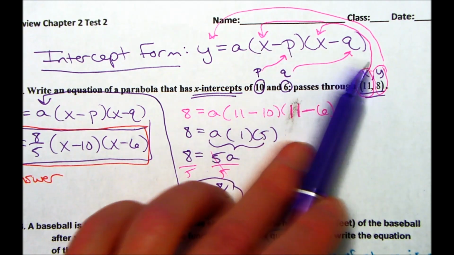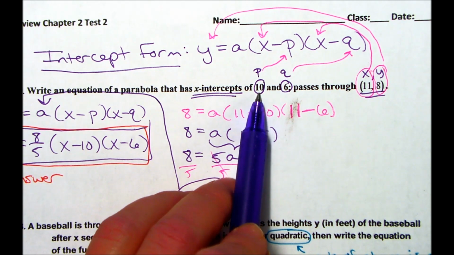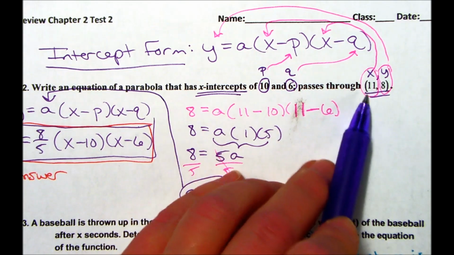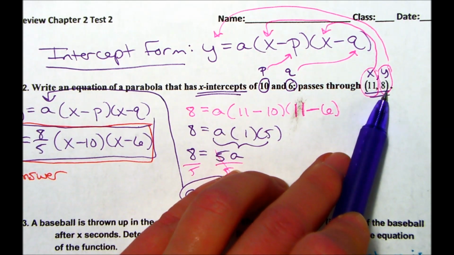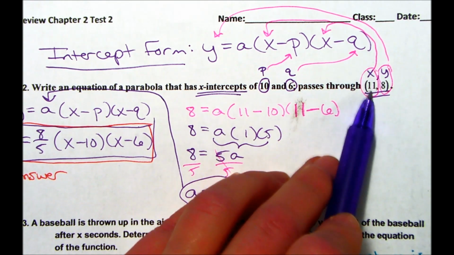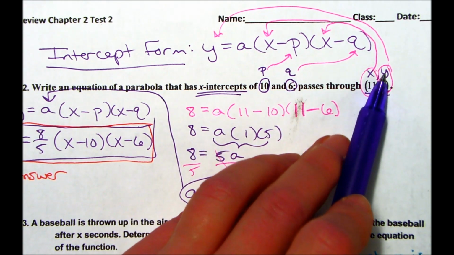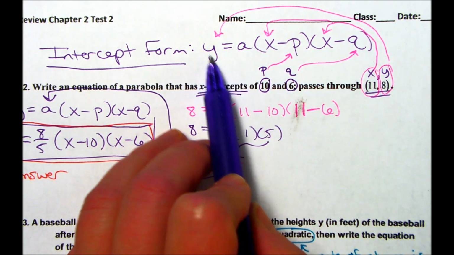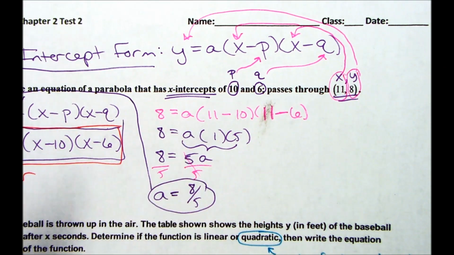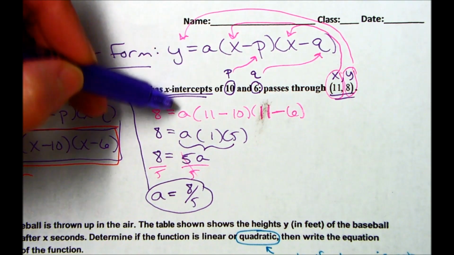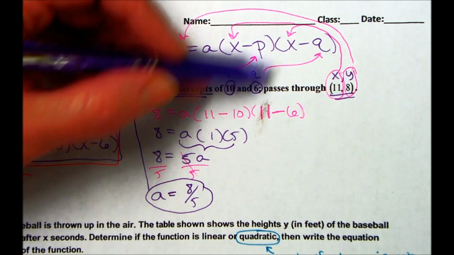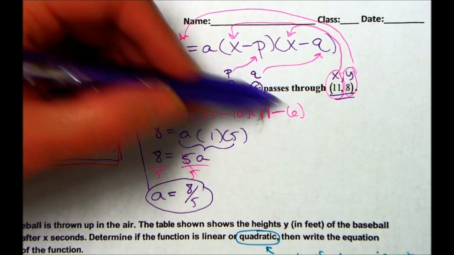It doesn't matter which one you substitute where, but the 10 I substituted for p, the 6 I put in place of q. And then the point is 11, 8. So they gave us an additional point, 11, 8. The 11 I'm going to temporarily substitute for x, and 8 I'm going to temporarily substitute for y. So I did all that substituting right here. So y is 8, a we don't know, x is 11 minus p which is 10, and then x which is 11 minus q which is 6.